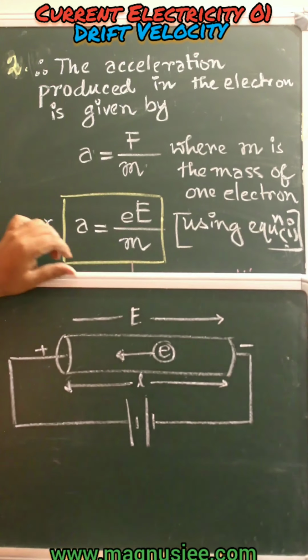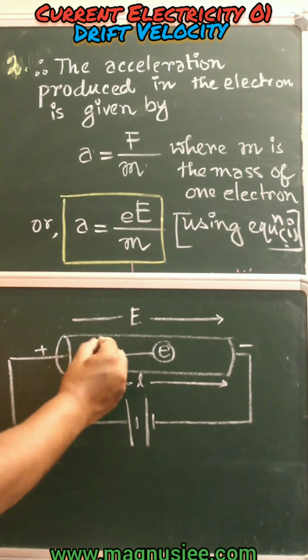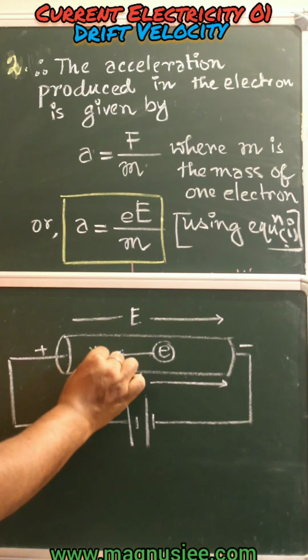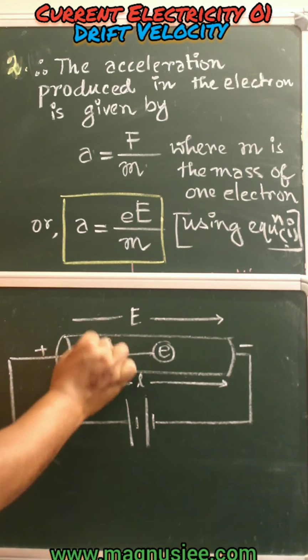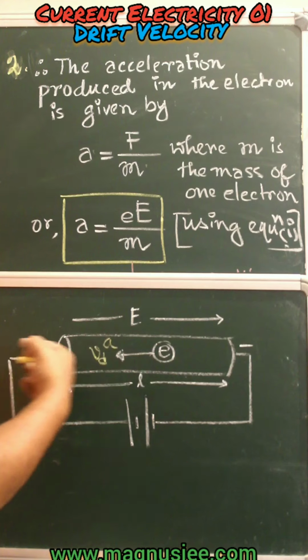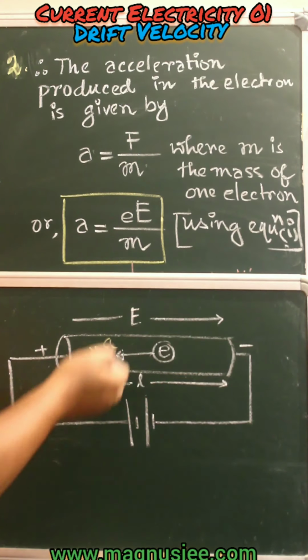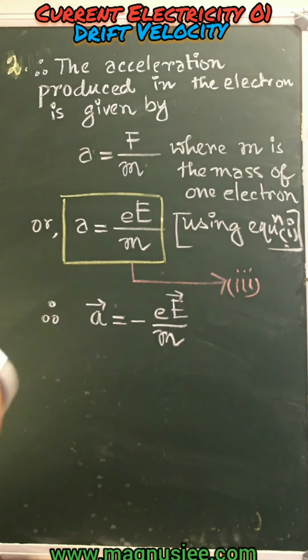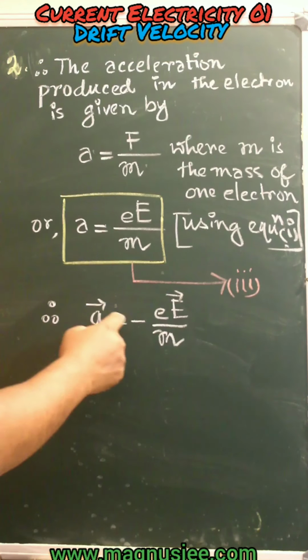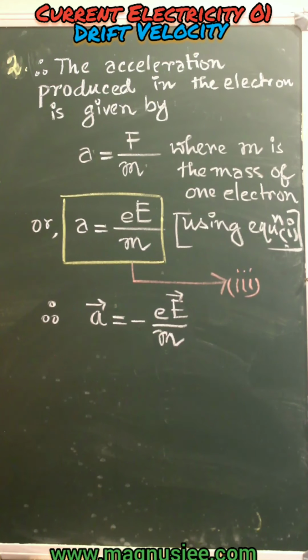So in the diagram, the electron will be drifted with a drift velocity Vd, and acceleration acts towards the positive end of the conductor, but field intensity acts towards the negative end. That's why acceleration a and field intensity E are opposite to each other. So vector a equals minus e vector E by m. That is the vector expression of acceleration produced in the free electron.